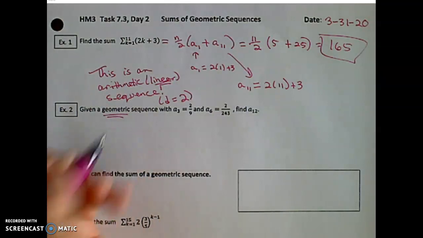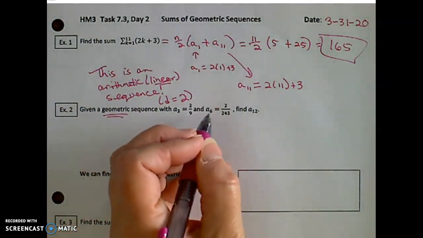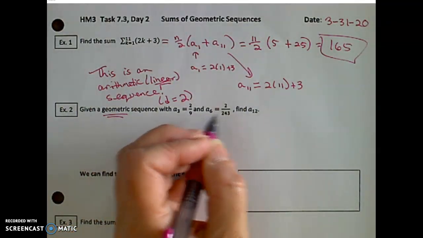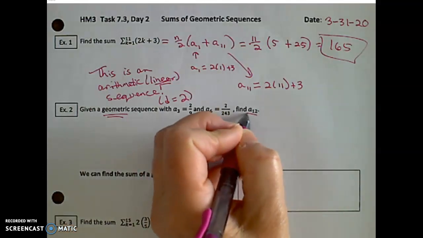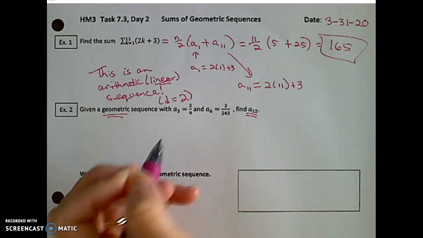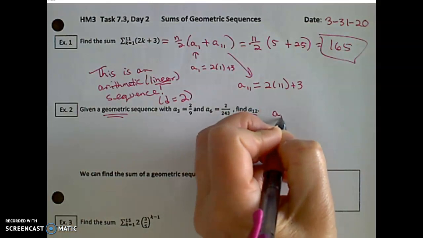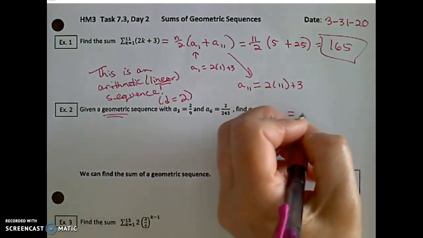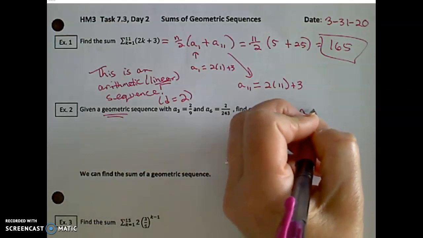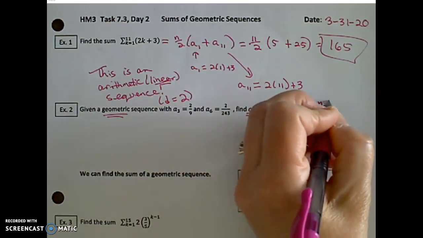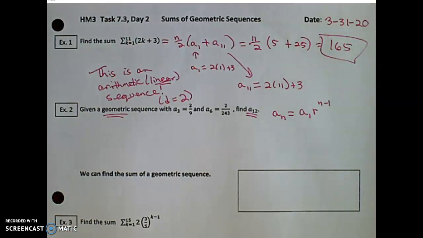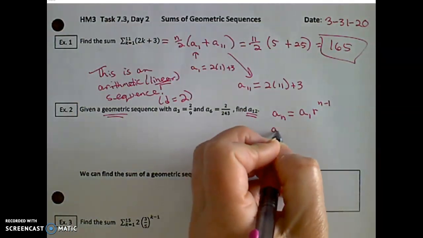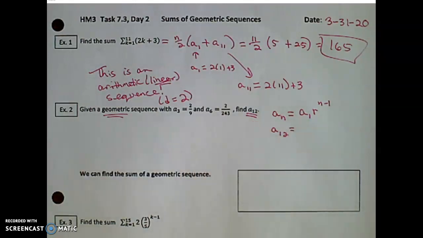This is a geometric sequence. A sub 3 is 2 ninths. A sub 6 is 2 over 243. Quick review from yesterday, find a sub 12. How do you find the nth term of a geometric sequence? It's always the first term times r to the n minus 1. Think about what you need to find and start to find those things to find the 12th term of this geometric sequence. Pause and try that.